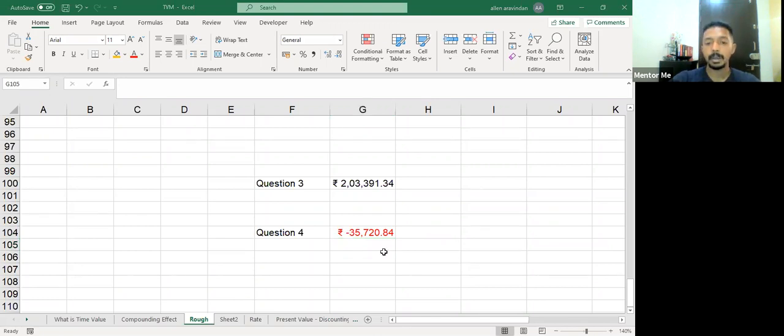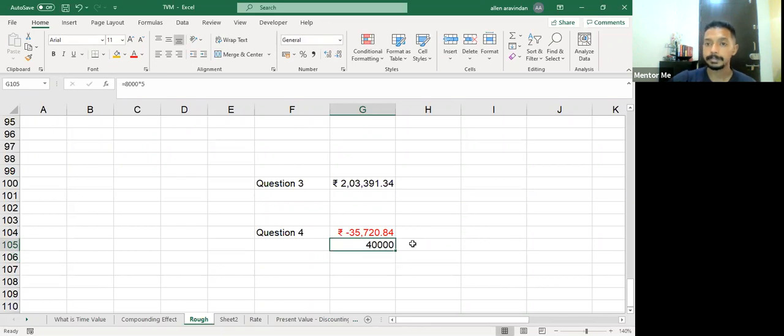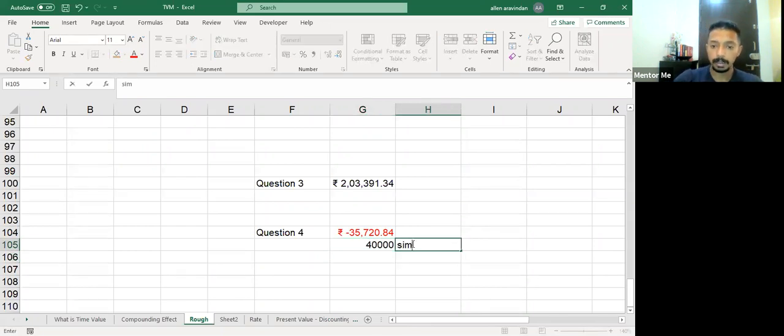So 35,720 is the value of this future cash flow, right? But if you did not do it this way, if you instead would have just calculated 8,000 multiplied by 5, this would be 40,000, right? This is a simple calculation, without compounding. And this is with time value of money.